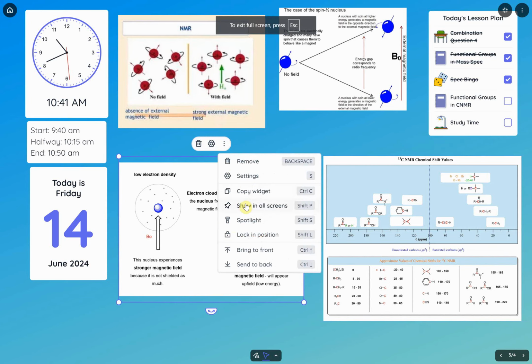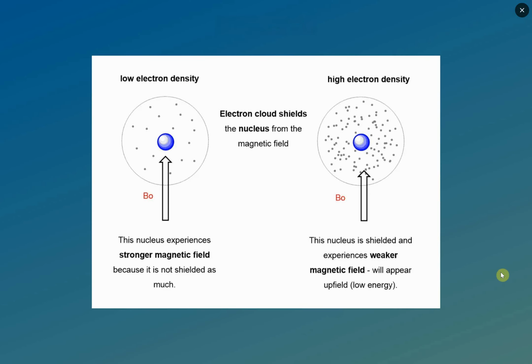So let's go back to this one. Spotlight this. Basically, this isn't a good molecule. I should have got another picture, now that I think of it. But basically, because the carbon is attached to something that is more electronegative, the nucleus is now more exposed. So that's going to affect its energy levels.